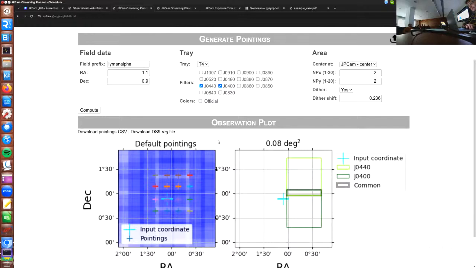And remember, you can download the DS9 reg file to check where this is. There will be a change in where the central pointing is. But at the end, the proposer or the team should play again with the coordinates because it's different: the JPCam center and the center of the filters, the center of the common area. There is some room to play with this, and probably you would need to change the coordinates.